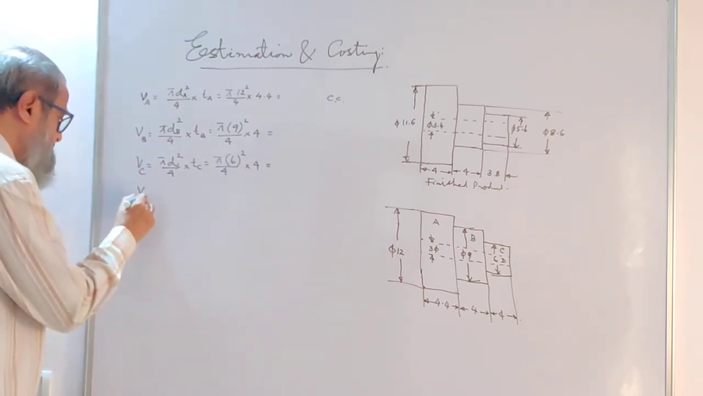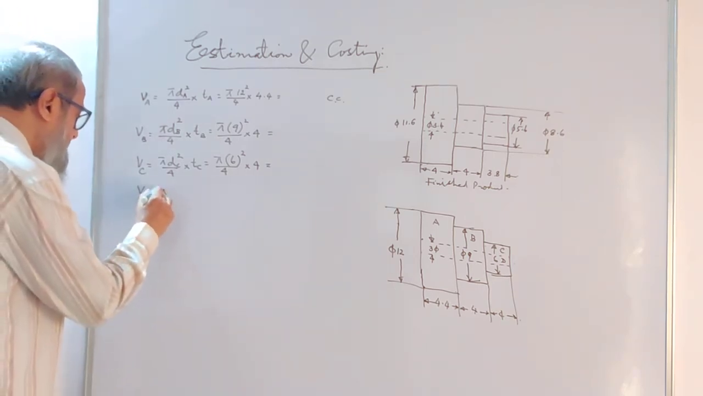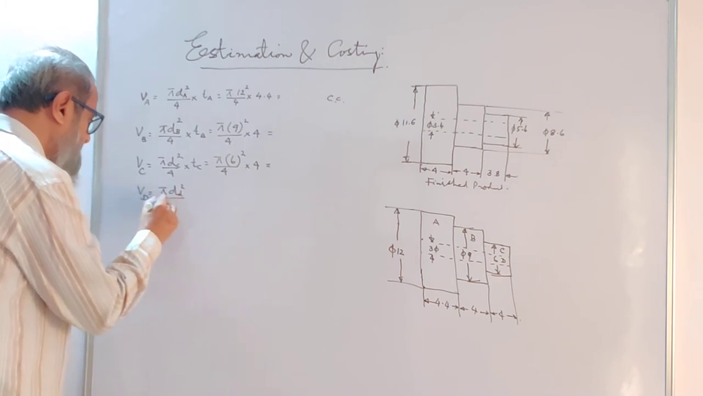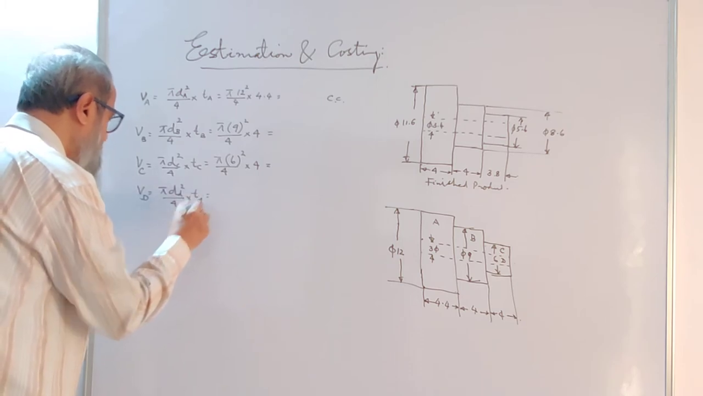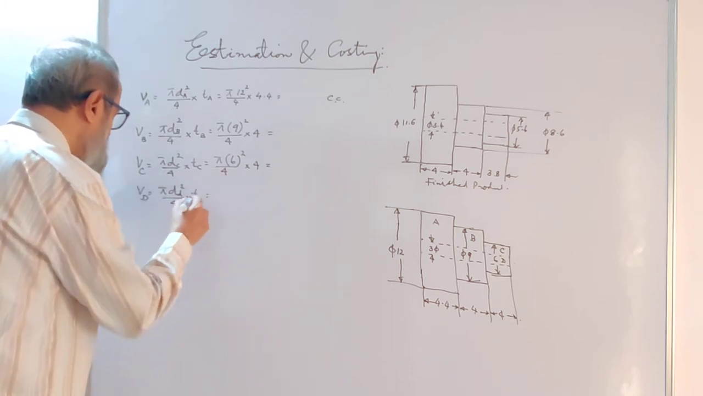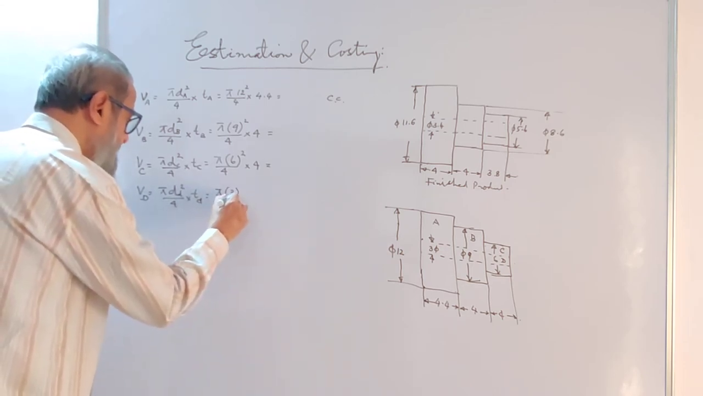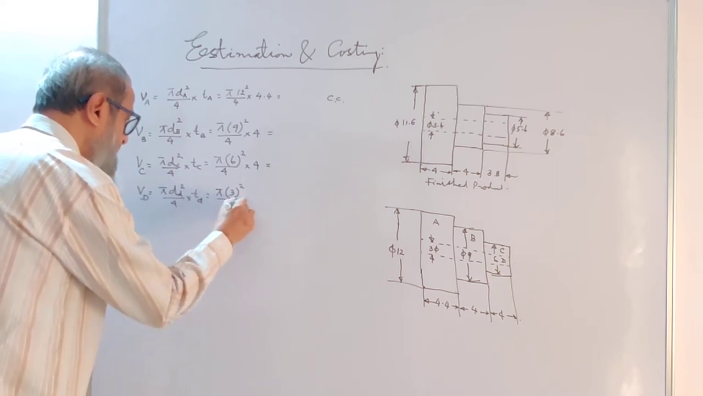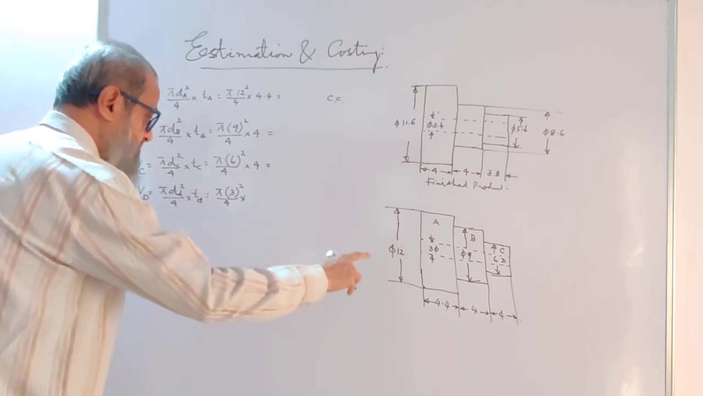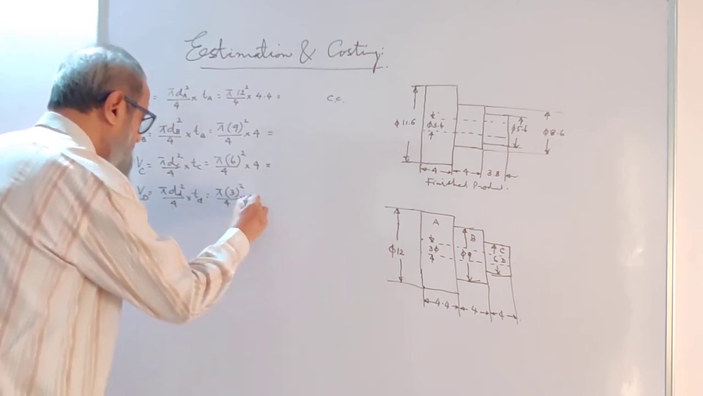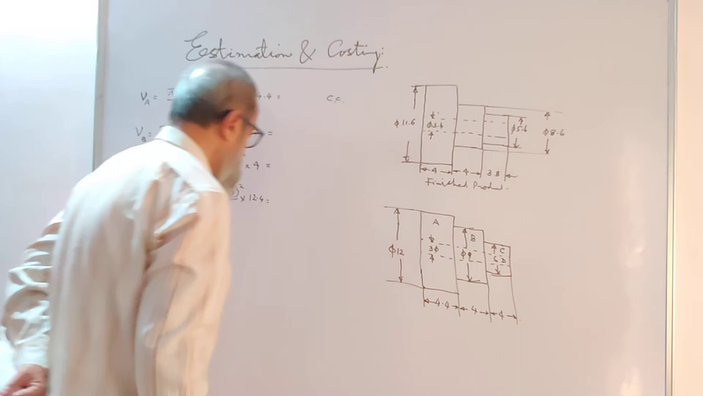Then VD, that is pi DD square by 4 into TD or LD, whatever you want to call it, length, depth, whatever it is. Pi into the diameter 3 by 4 into length is 12.4, that is 4.4 plus 4 plus 4. So it will be 12.4. This whole length you have to take for the whole.